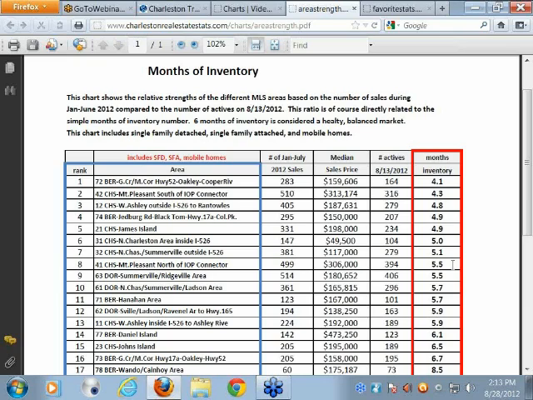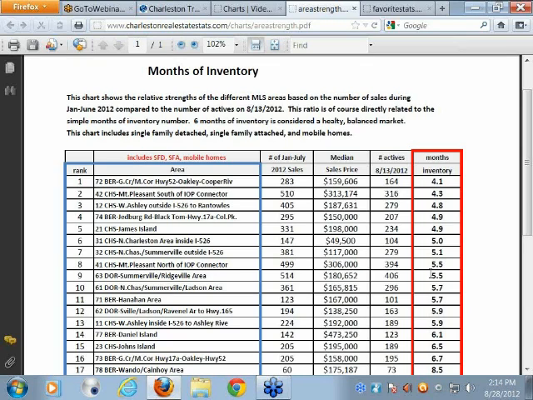And we haven't seen this in 4 years. We've been in a buyer's market in every neighborhood, in every MLS area, everywhere you went. And it's changing, and it's changing pretty quickly. So it indicates a seller's market.